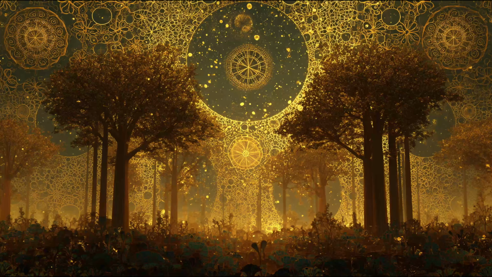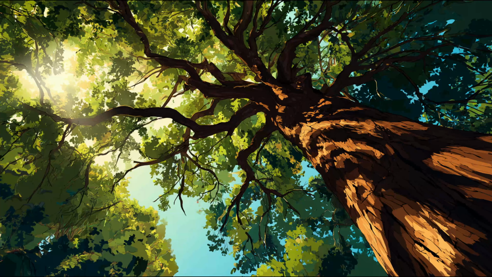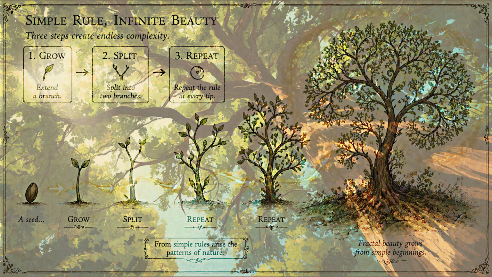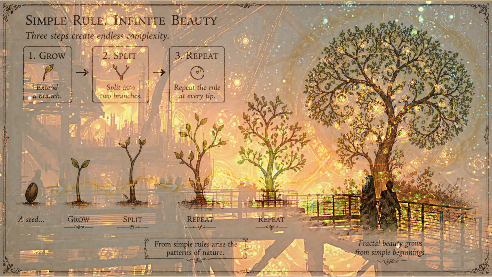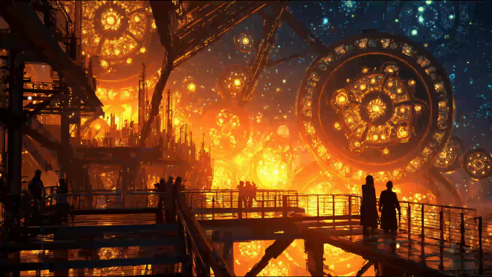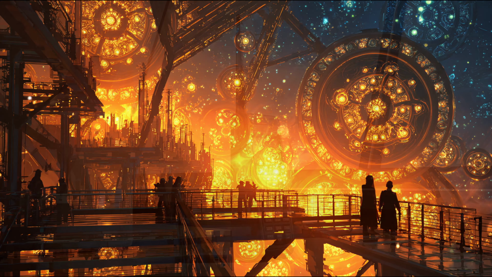Fractals are the efficiency code of the universe. If you're a tree and want to catch as much sunlight as possible without spending too much energy growing, you use a fractal algorithm. You don't need a complex DNA blueprint for every single leaf. You just need one simple rule: grow, split, repeat. This discovery revolutionized more than just biology. It changed the way we build the world.